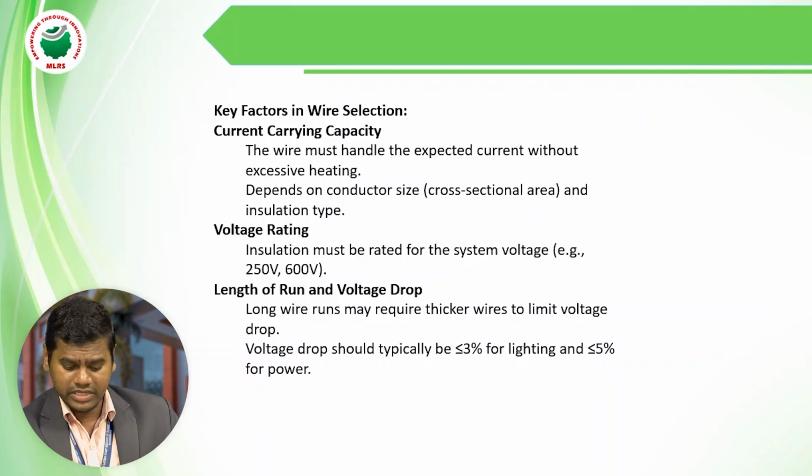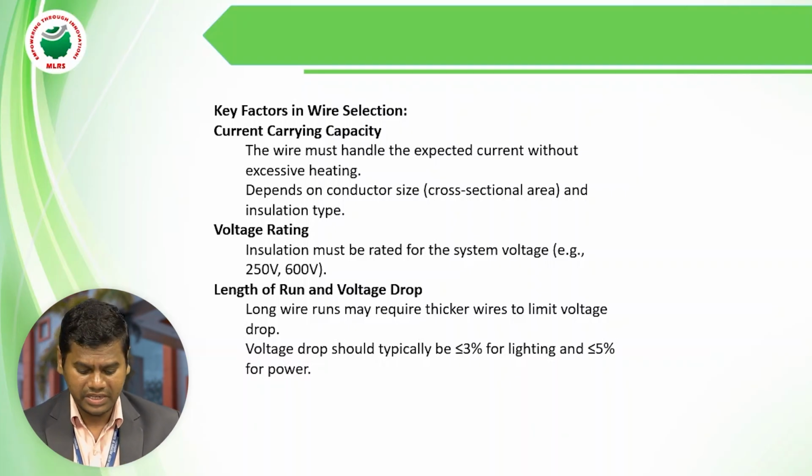Next we'll see voltage rating. The insulation must be rated for the system voltage, for example 250 volts or 600 volts, whatever it may be. So we are taking the measurements. Next, length of run and voltage drop. Long wire runs may require thicker wires to limit voltage drop. The voltage drop should typically be less than 3% for lighting and less than or equal to 5% for power.